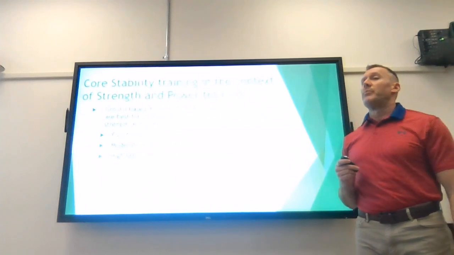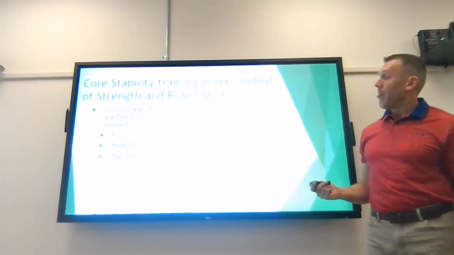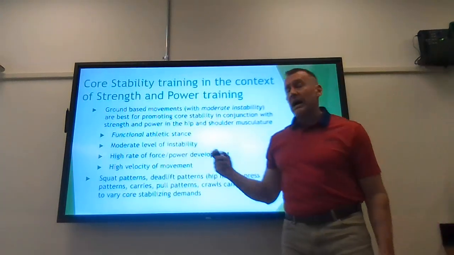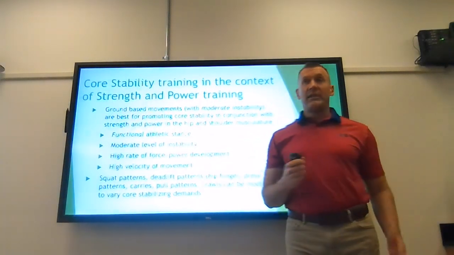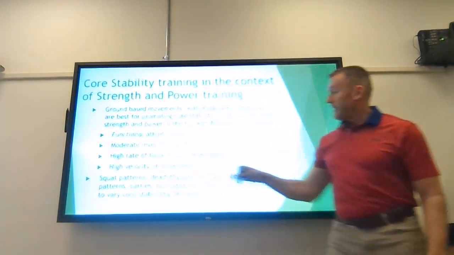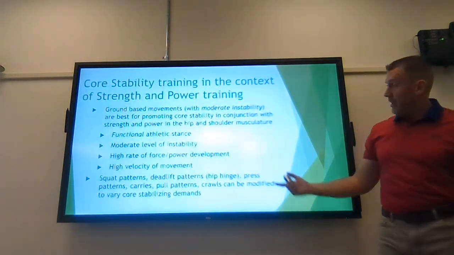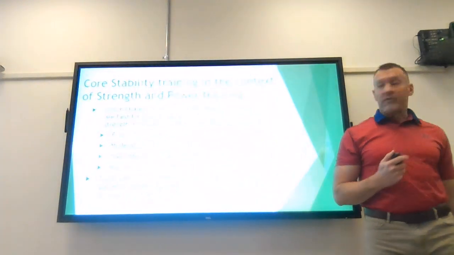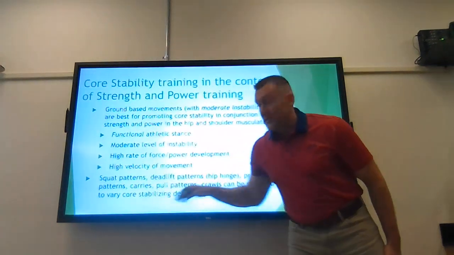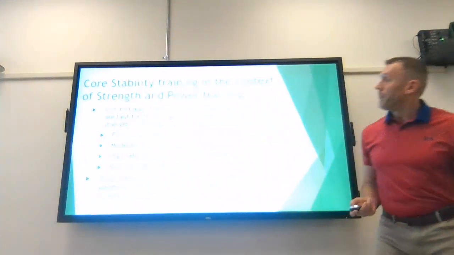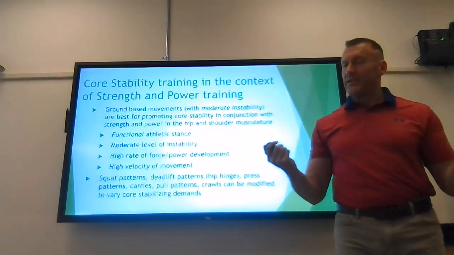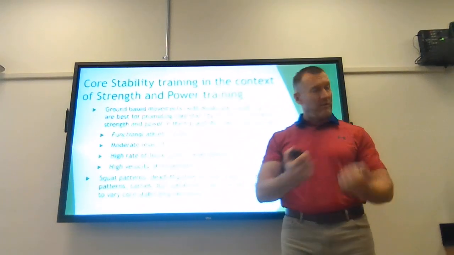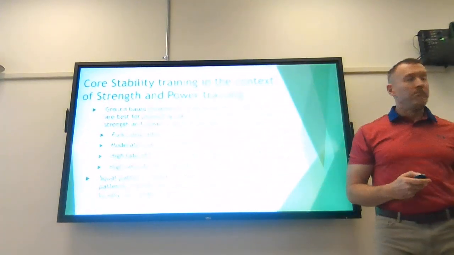Think of a race car. We don't want our bodies to be minivans, we want them to be race cars. High velocity of movement. Okay, so you can do all kinds of things on stable ground. Squat patterns. Think of how many different squat patterns there are. Deadlift patterns, so that's your hip hinge. Press patterns, carries, pull patterns, crawls. All of those can be modified to place more or less emphasis on core stabilizing demands. I don't know why people spend so much time on curls. I mean, if you want good core stability and larger biceps, just pull. That's really the best way.